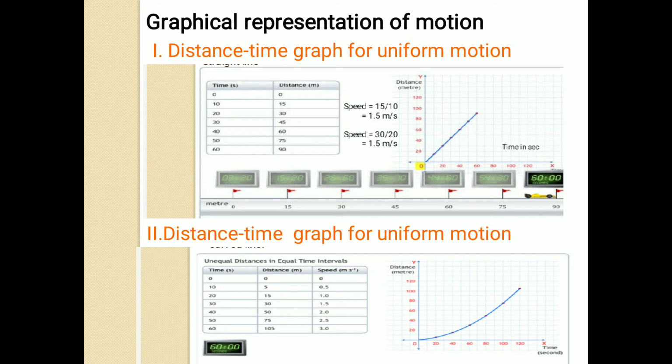See, the first graph shows the distance time graph for uniform motion. See the straight line. The straight line indicates the distance time graph for uniform motion. Next, the distance time graph for non-uniform motion. Sorry, here I said uniform, that should be non-uniform motion. See that curved line. The curved line indicates the object is moving in non-uniform motion. This is the distance time graph for non-uniform motion.